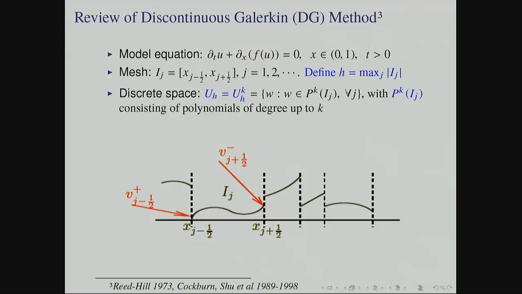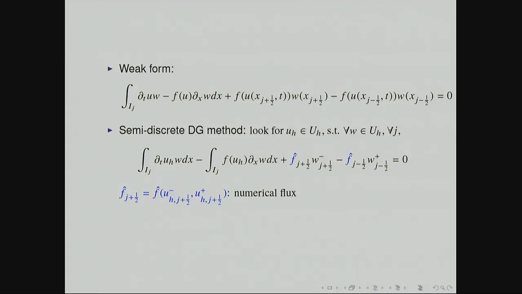We can introduce the associated mesh, and a finite dimensional space, which is piecewise polynomials of up to degree k. We know a function like this has no global continuity. It has possibly two values at a grid node, and we use a superscript to distinguish these two values. The formulation starts with a weak form involving a test function w. This is the weak form over one element. Then formally you replace u, the exact solution, and the test function by functions from the discrete space.